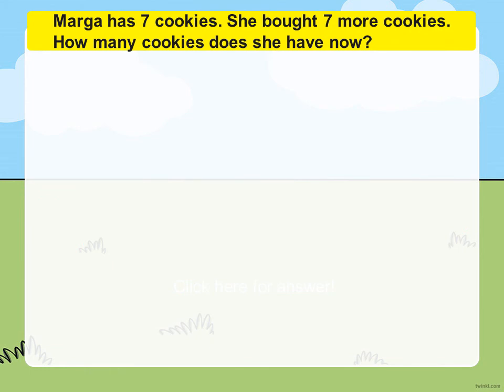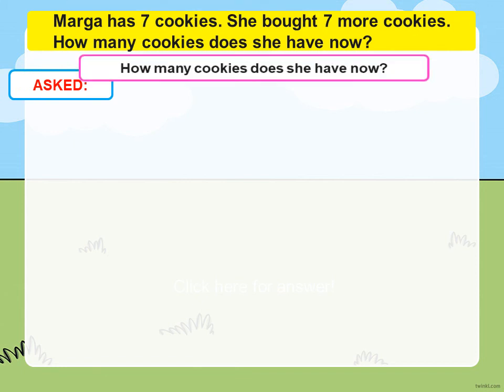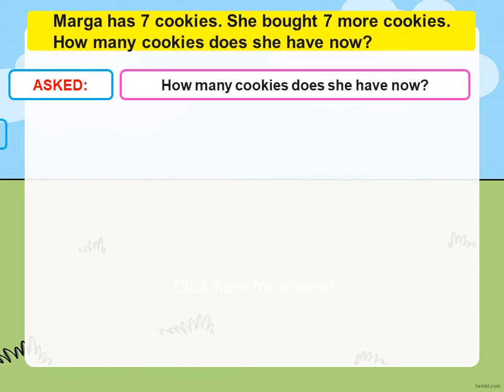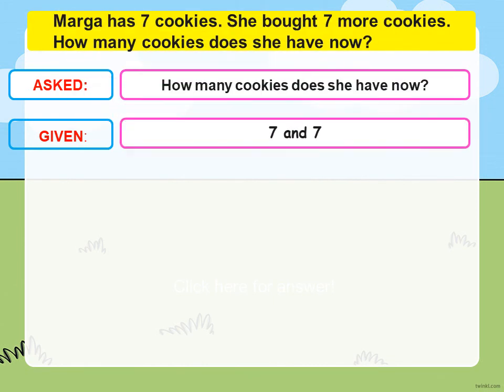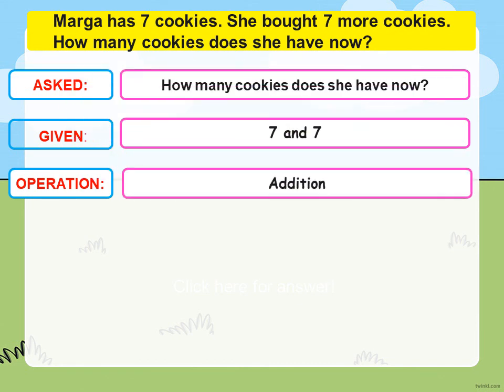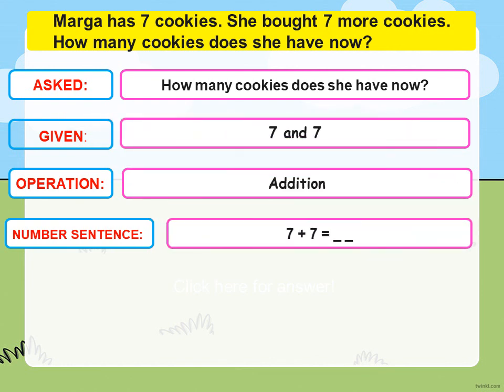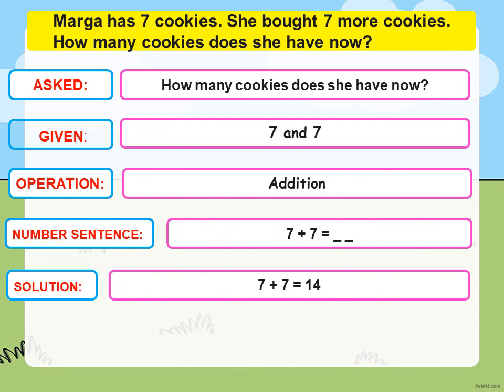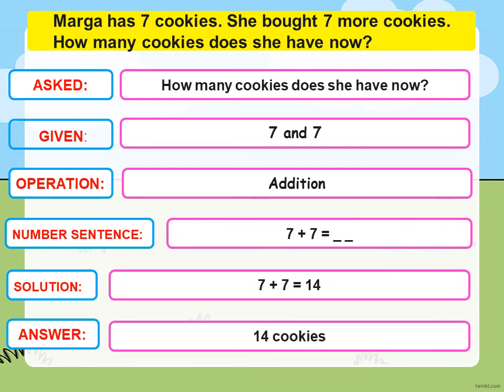Marga has 7 cookies. She bought 7 more cookies. How many cookies does she have now? Ask. How many cookies does she have now? Given. 7 plus 7. How about the operation to be used? Addition. How about the number sentence? 7 plus 7 equals blank. How about the solution? 7 plus 7 equals 14. And the answer is 14 cookies in all.